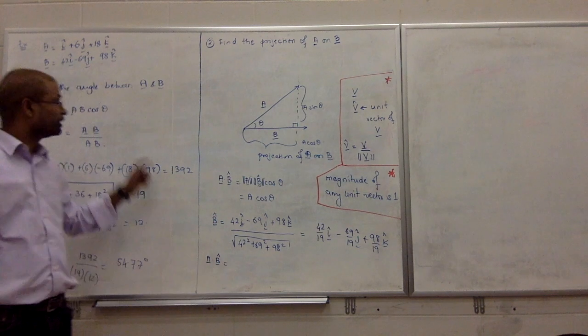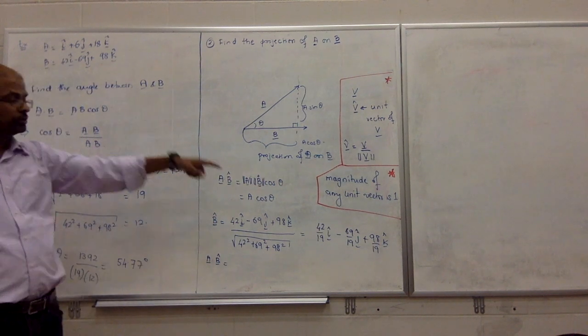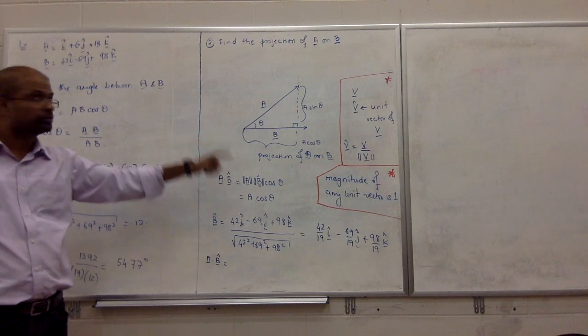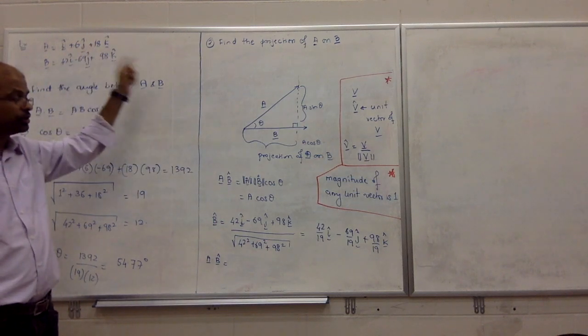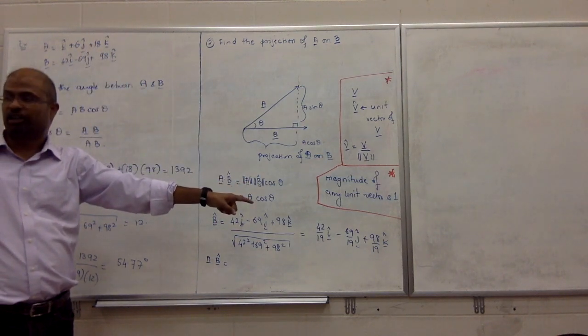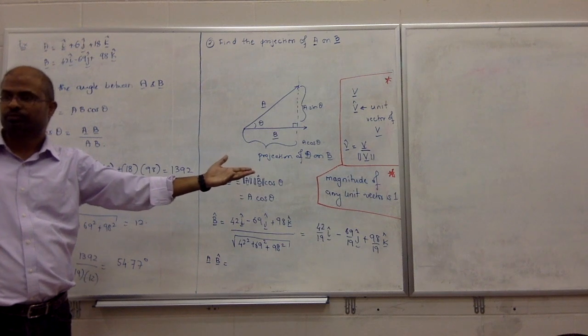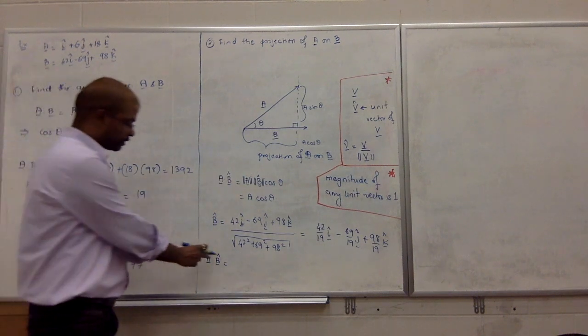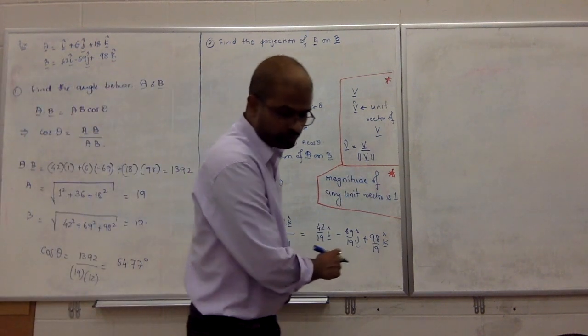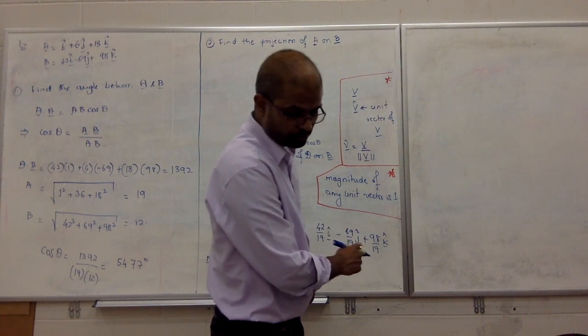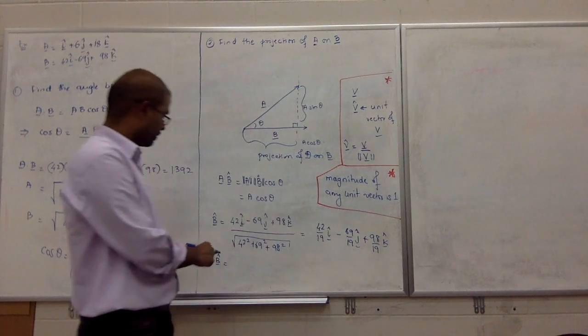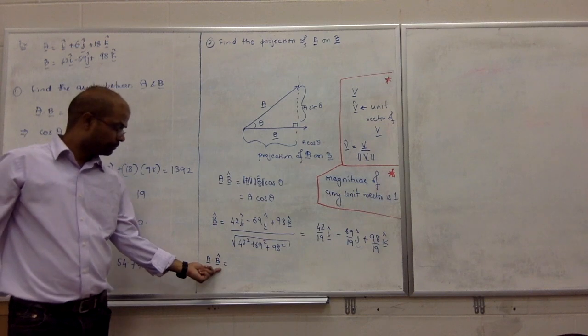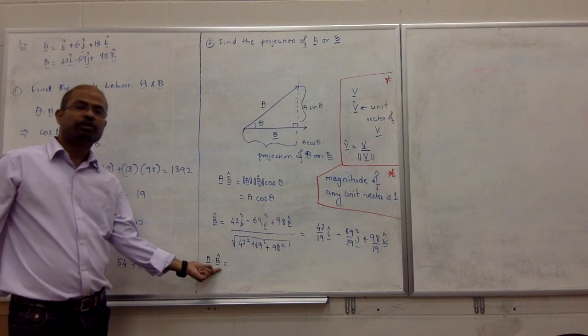You simply multiply, right? 1 into 42 by 90 minus 6 plus 6 into minus 69 by 90. Got it? It's simple, right? So if you do this, what is the output of this?